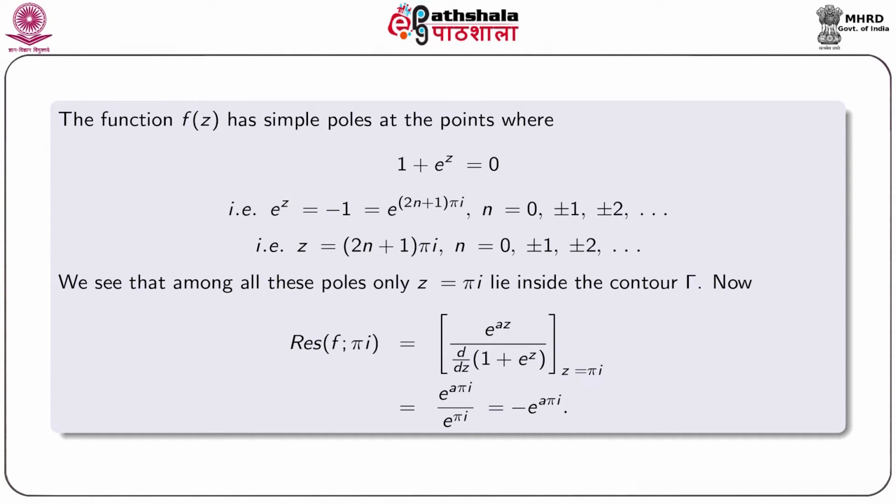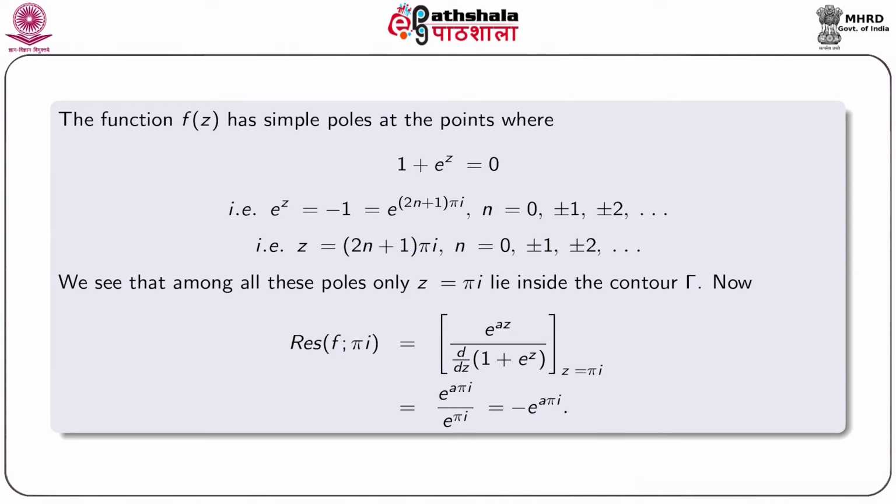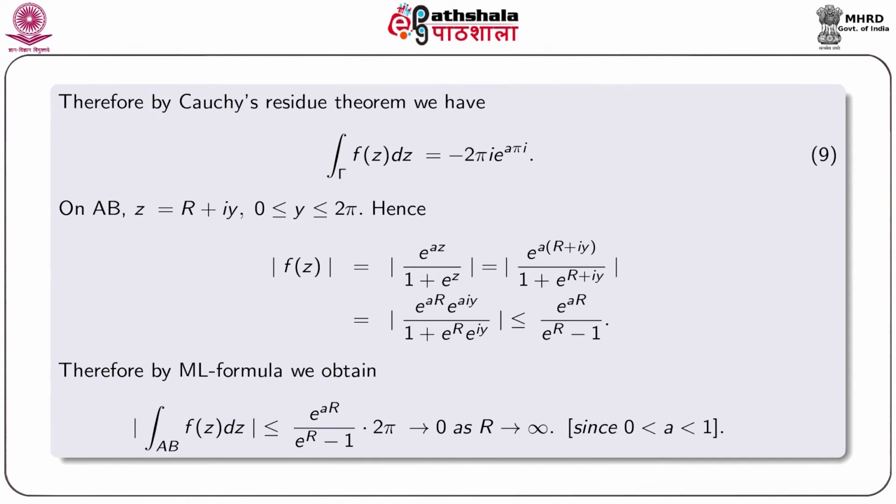Now the residue of f at pi i equal to e to the power az by d/dz of (1 plus e to the power z) at z equal to pi i, which is equal to e to the power a pi i by e to the power pi i, that is equal to minus e to the power a pi i. Therefore, by Cauchy residue theorem, we obtain the integral over gamma of f(z) dz equal to minus 2 pi i into e to the power a pi i.